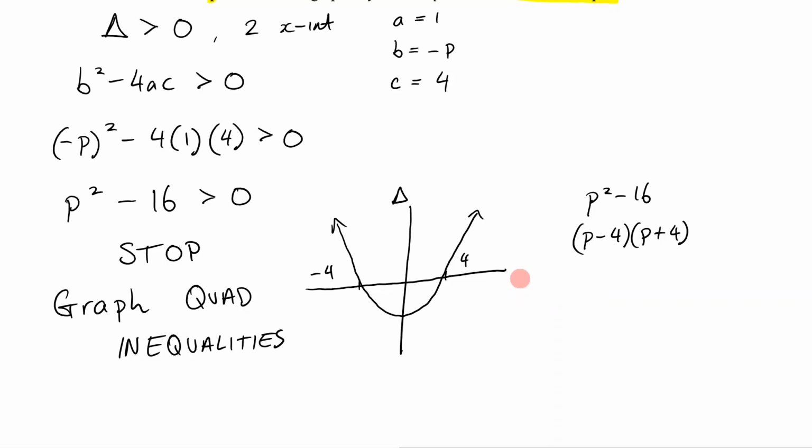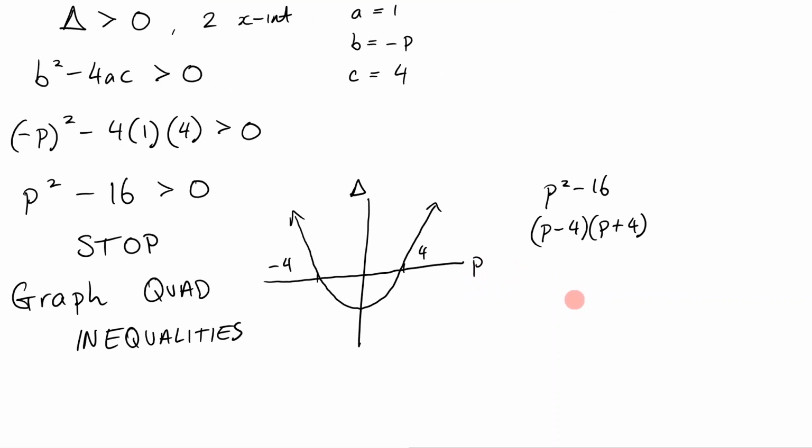And now what we need to consider is where is this greater than 0? For it to be greater than 0, it needs to be above the x-intercept, or the p-intercept, right here. It needs to be above it. So where is it above it? Well, it's above it here, and it's above it here. And now based on this, I can write down what my answer is going to be.